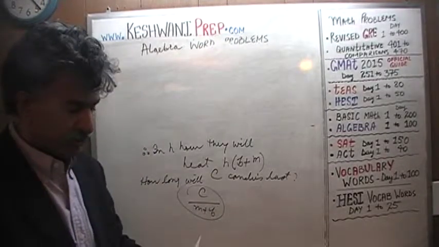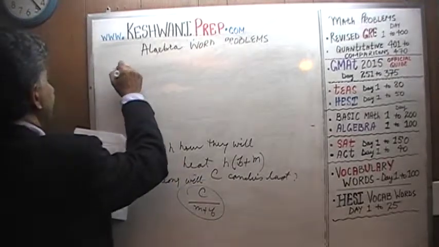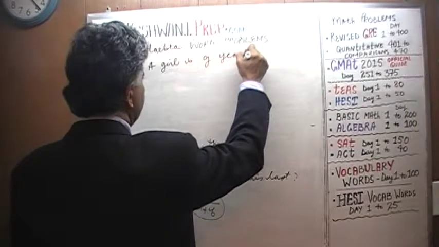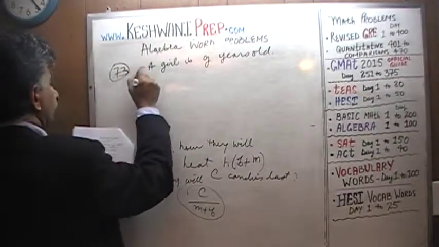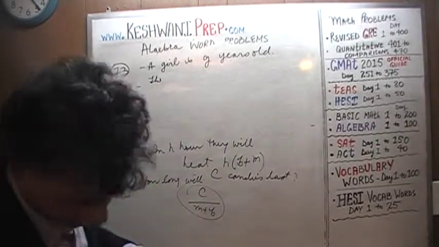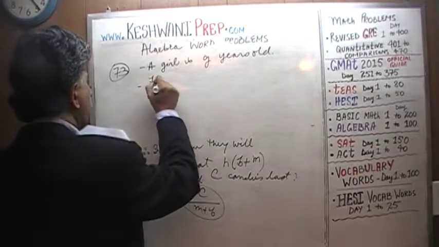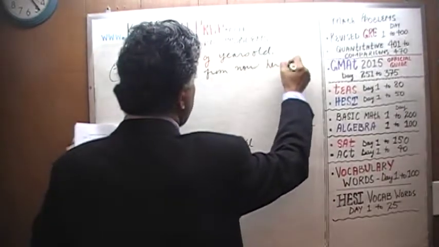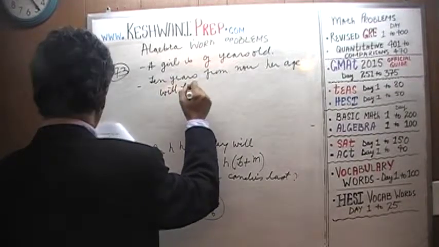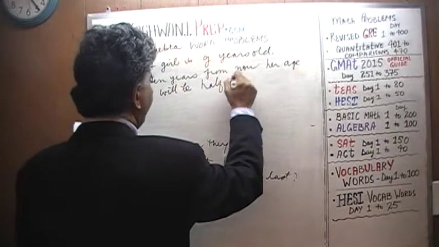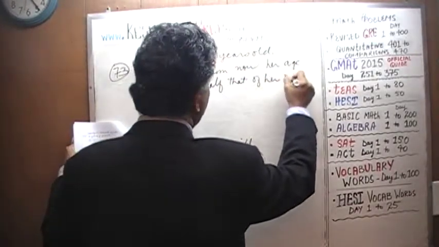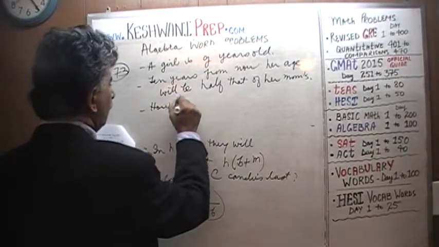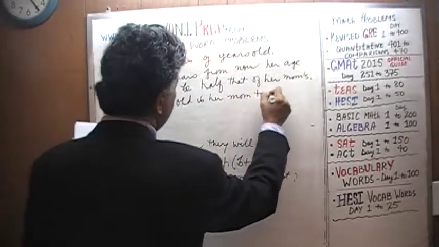The next one is actually an age problem, the word problem dealing with age. We are told that a girl is G years old. We are further told that 10 years from now, her age will be half that of her mom's. Question is, how old is her mom today?